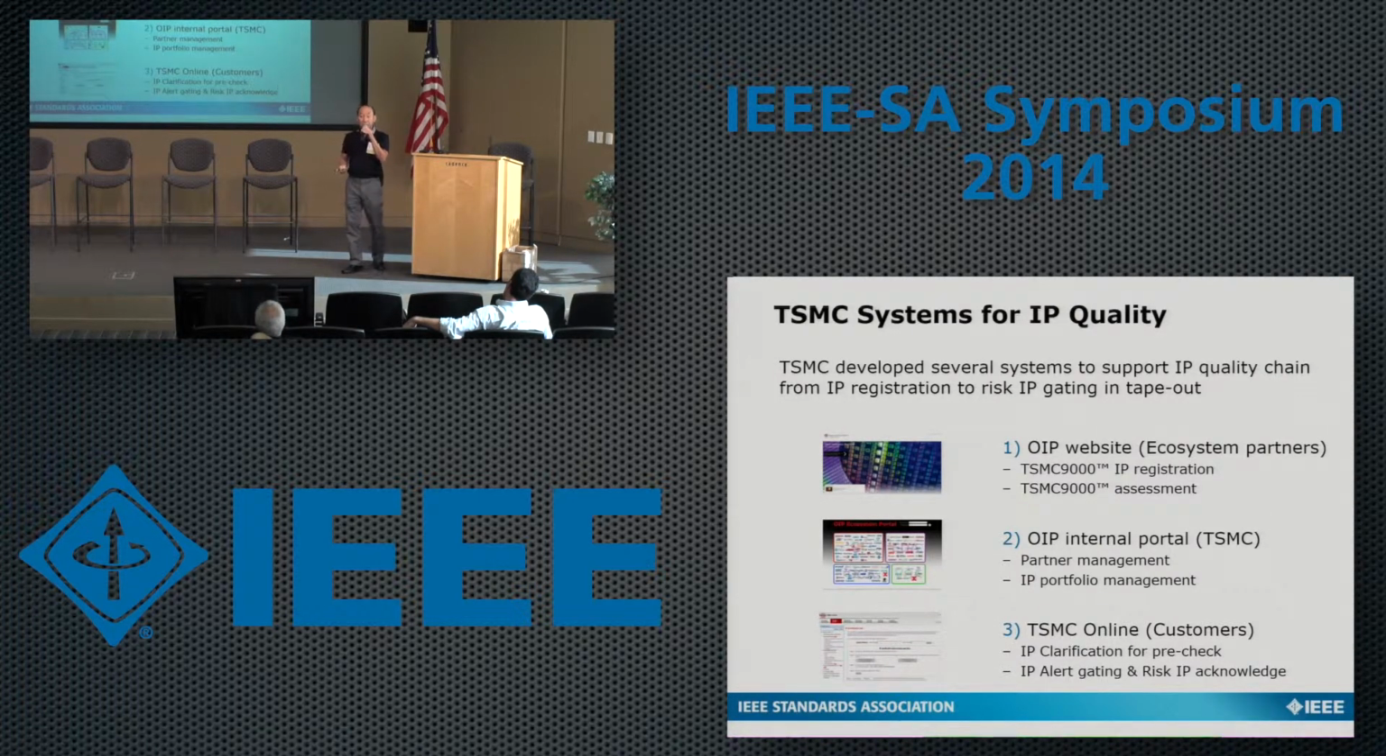Internally, we also develop our own IP, so these developers also have to go through the same system. The second system we have is an internal portal where our IP portfolio managers, the people actually working with the IP vendors, make sure that they register the IP and are able to manage the portfolio, so that the customer knows, for example, for a standard cell, how many types, how many companies, and what kind of level of quality they have.